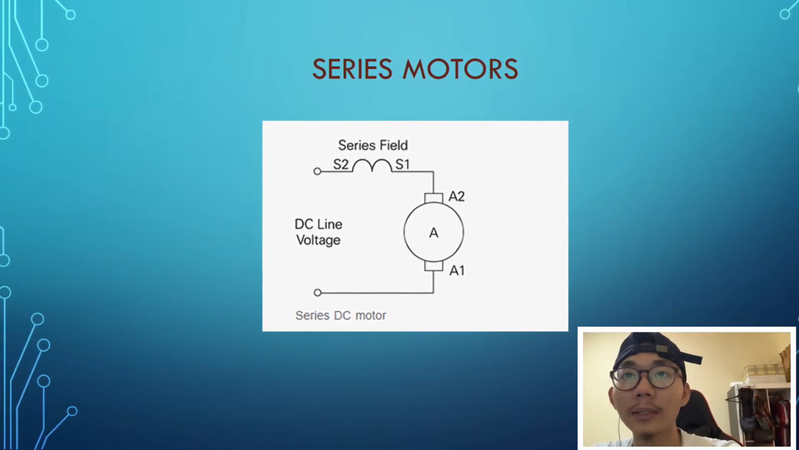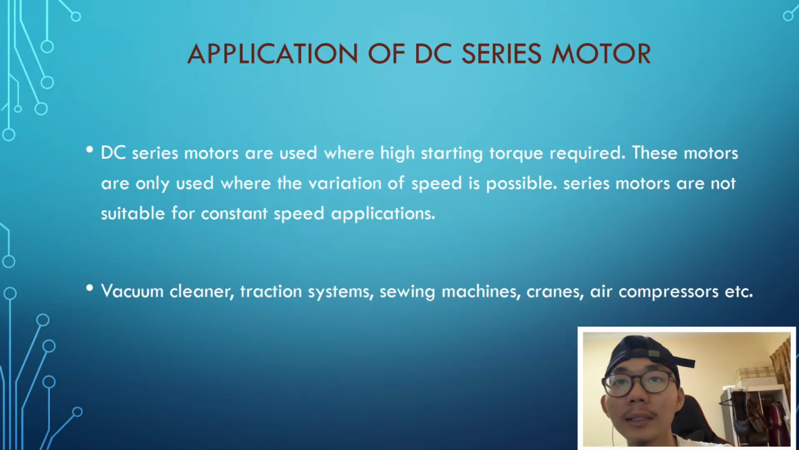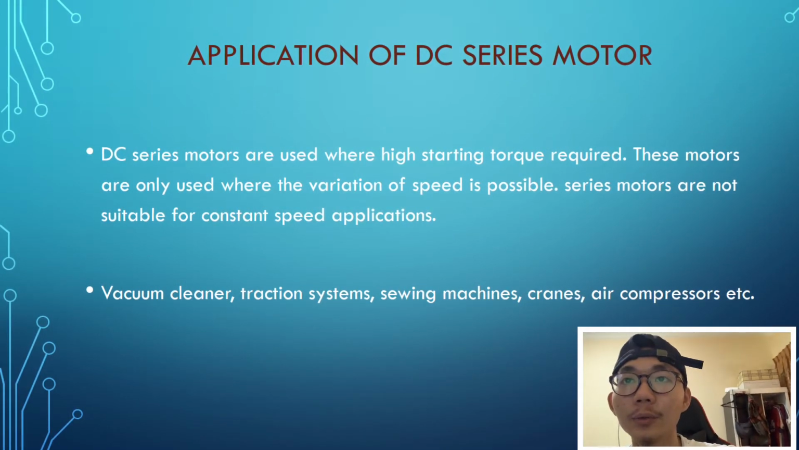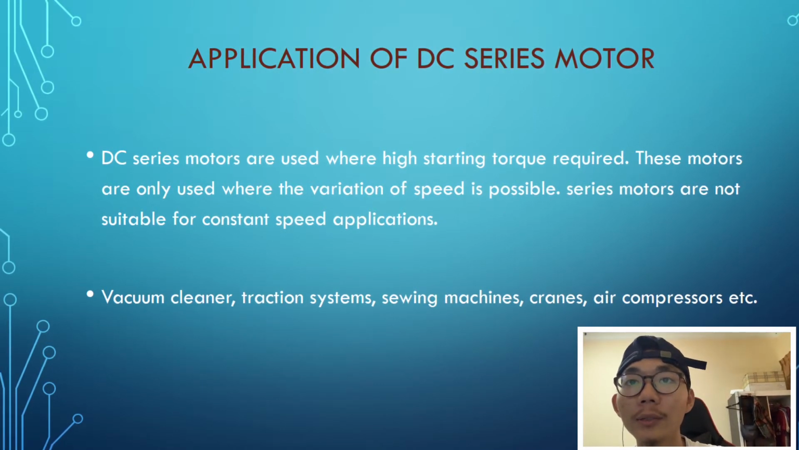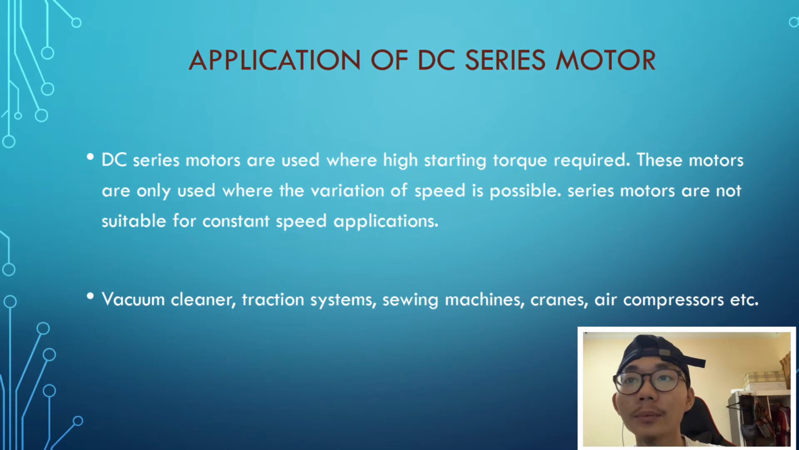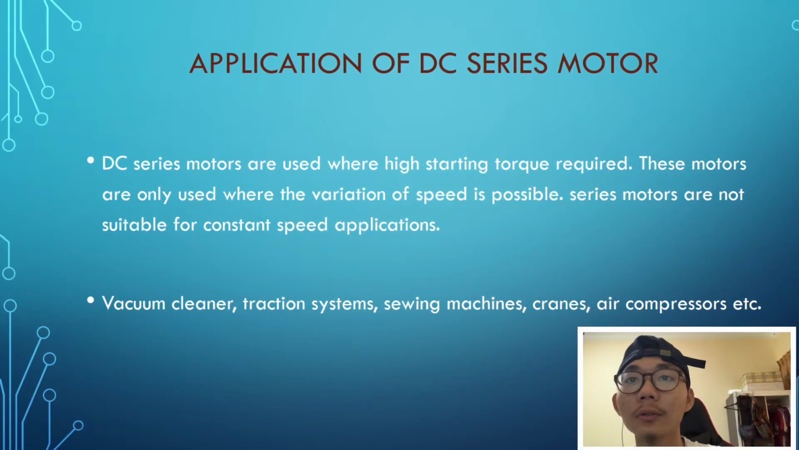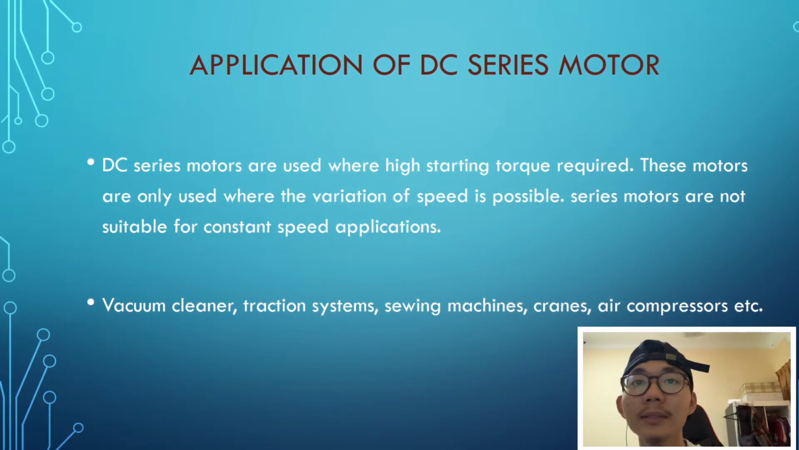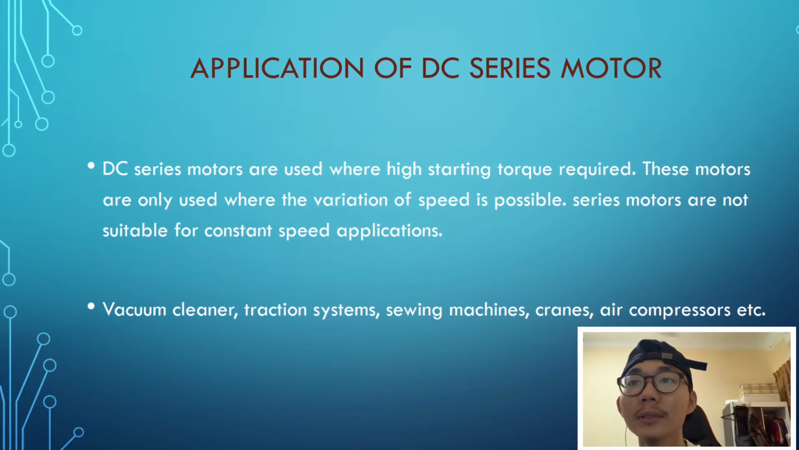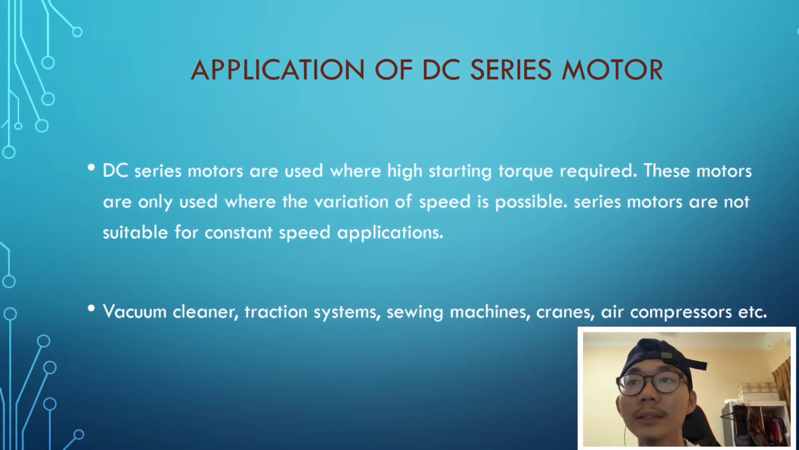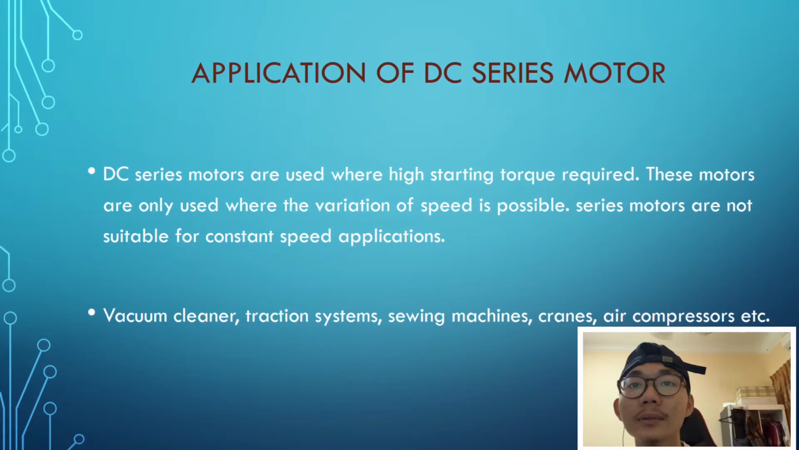Next, I will tell about application of DC series motor. DC series motors are used where high starting torque is required. These motors are only used where variation of speed is possible. Series motors are not suitable for constant speed application. Next, DC series motor is used in a vacuum cleaner, traction system, sewing machine, crane, and air compressor.